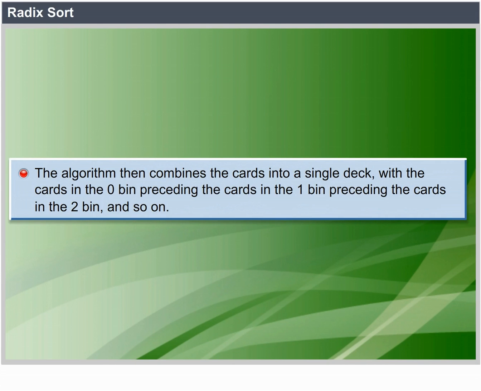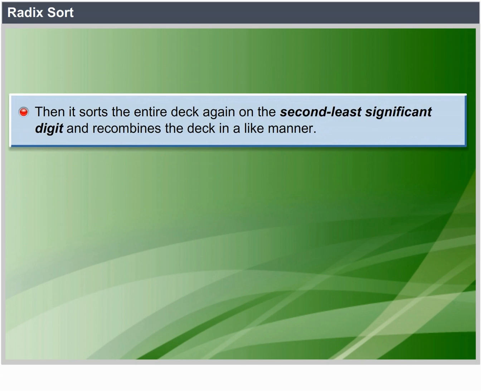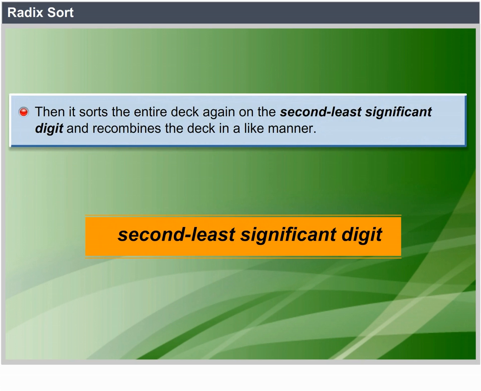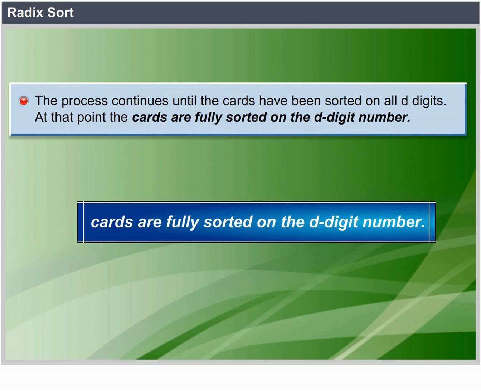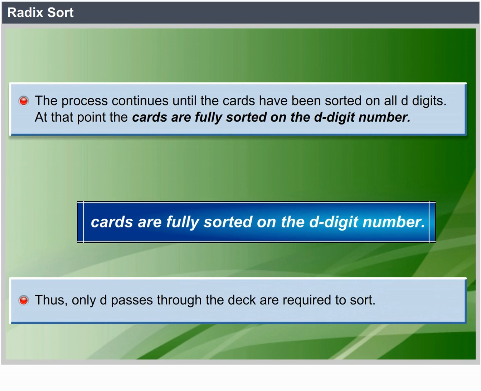Then it sorts the entire deck again on the second least significant digit, and recombines the deck in a like manner. The process continues until the cards have been sorted on all d digits. At that point, the cards are fully sorted on the d-digit number. Thus, only d passes through the deck are required to sort.